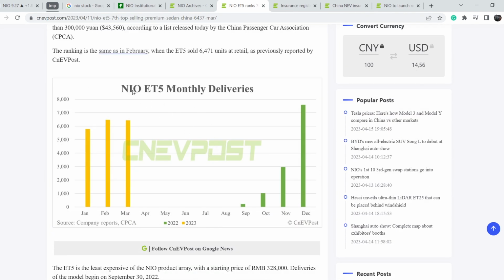On this chart you can see NIO ET5 monthly deliveries, and from September till December it has an exponential growth, but right now it is hovering right around 6,000 vehicles, and it is not the best sign because this sales figure shows potential problems with the demand on their vehicle, and this might lead to not the best performance in Q2 2023. Because this trend might continue for the next 3 months.